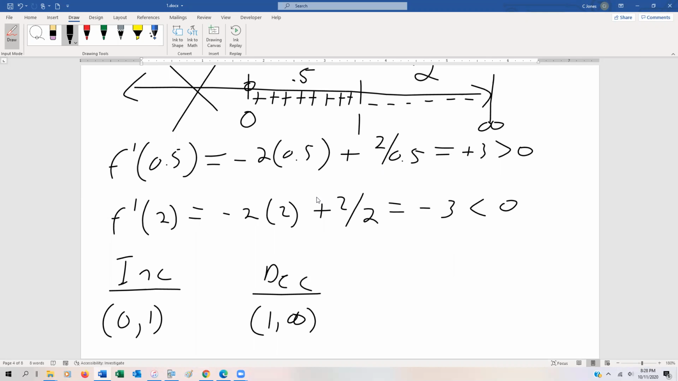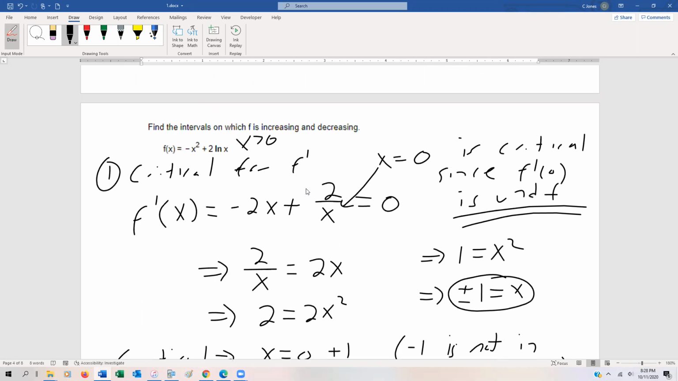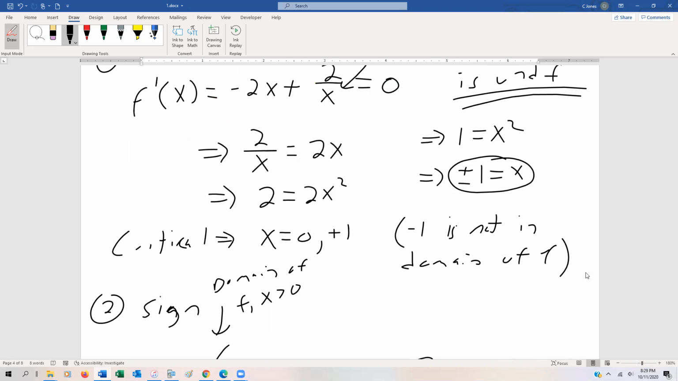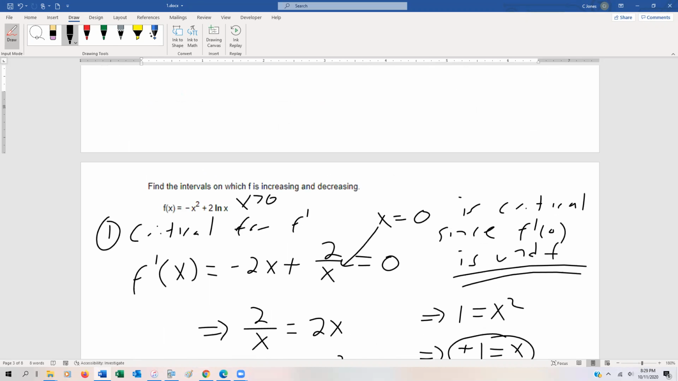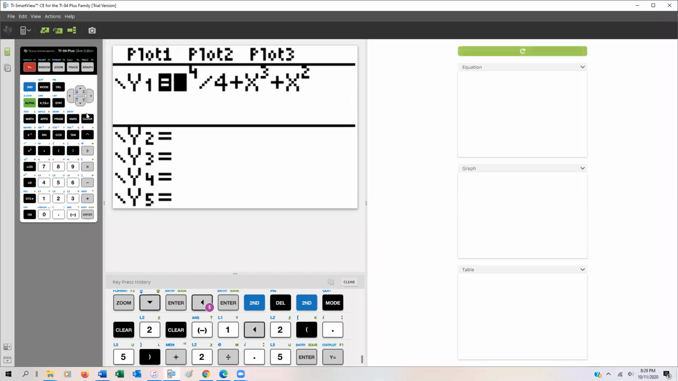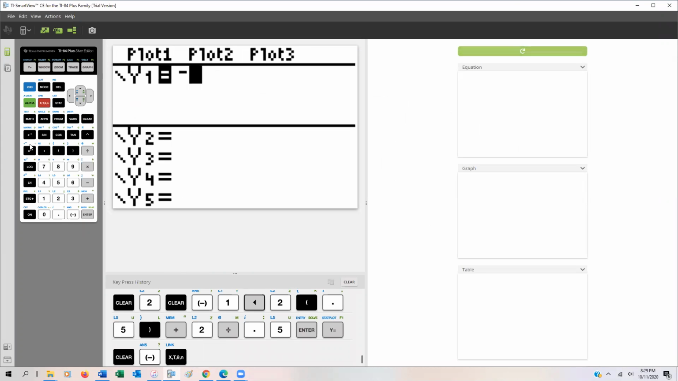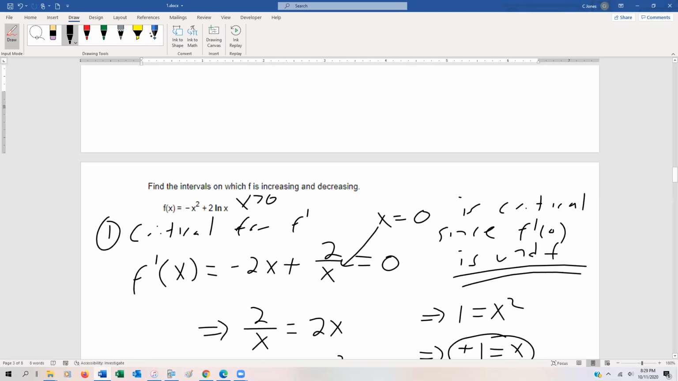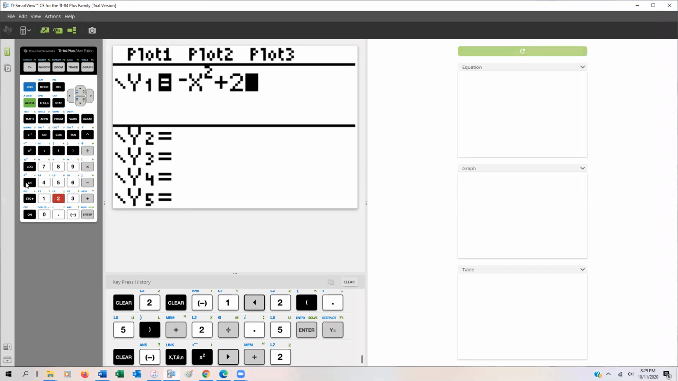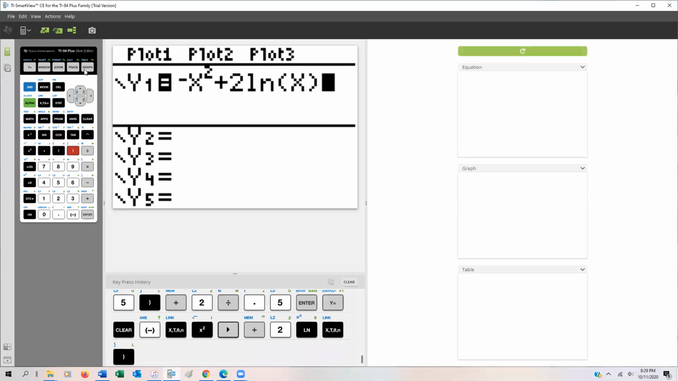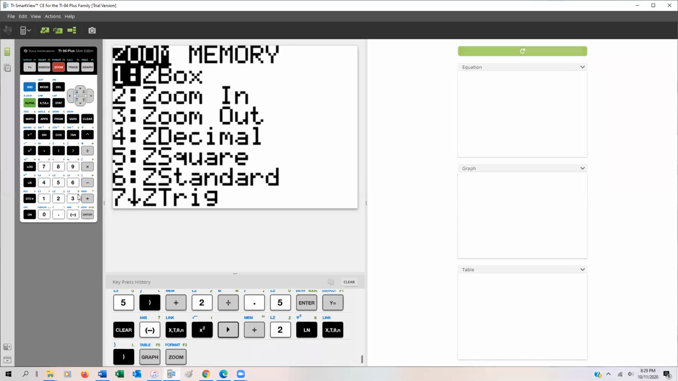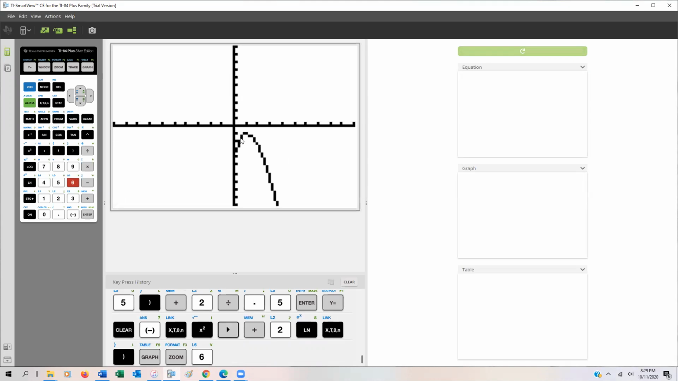The ultimate tell is to graph the original function. So let's go back and graph the function, and see if it increases until 1 and then decreases forever after that. So remember our function: negative x squared plus 2 ln of x. And we're going to graph. Now I'm going to zoom standard. All right, and notice right here, this is what our function looks like.